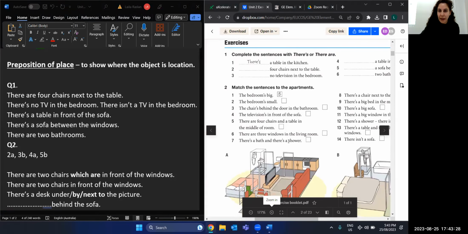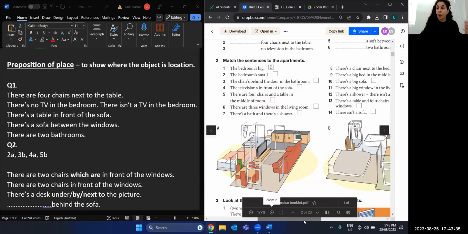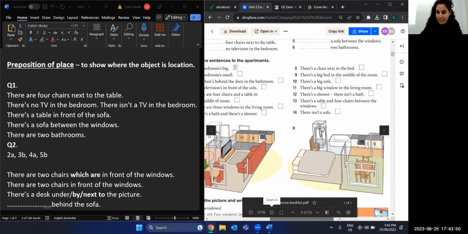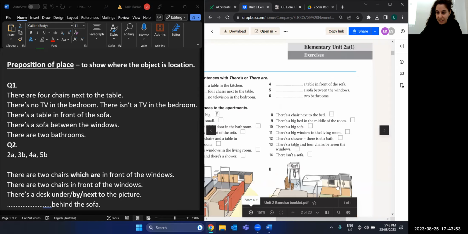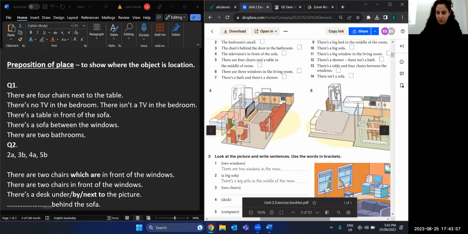Okay, number 2, match the sentences to the apartment. So there's images here. Now, I hope you've all done these, because this was your homework throughout the whole week. So these extra materials, you have to do them in the week. So I hope you've already done them all. So the bedroom's big. That's in B. We can see the bedroom is big in number B. Yeah, because here it's very small. Here the bedroom is big.